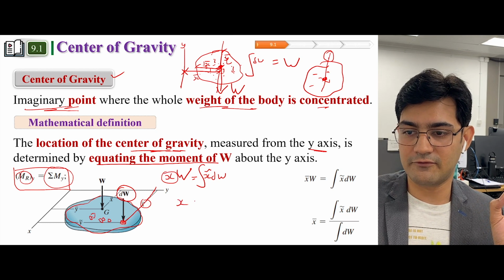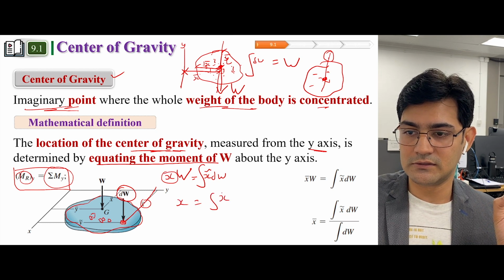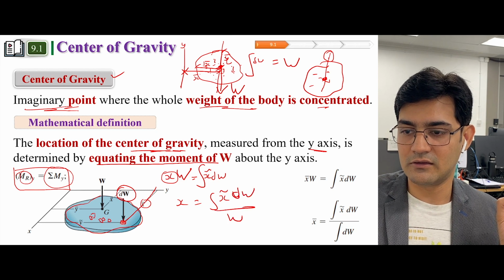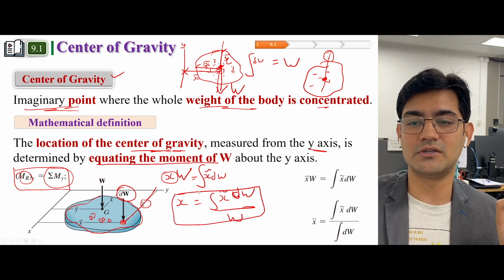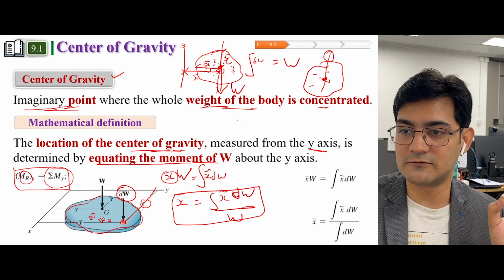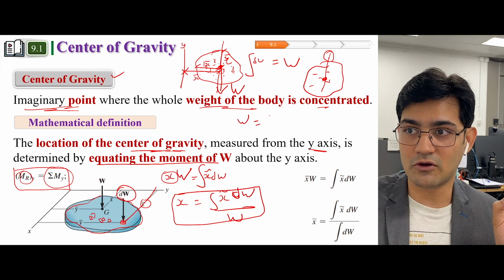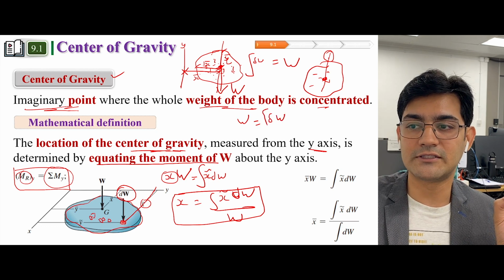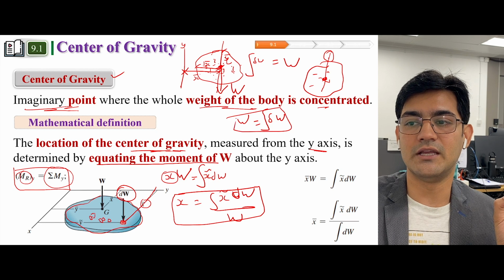So if I put it in a denominator, that's the equation. This is the equation to calculate the center of gravity. Now we know this weight is composed of smaller weights, so all these smaller weights integrated become the total weight.